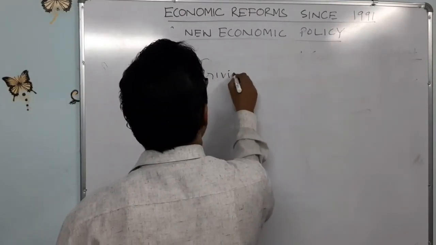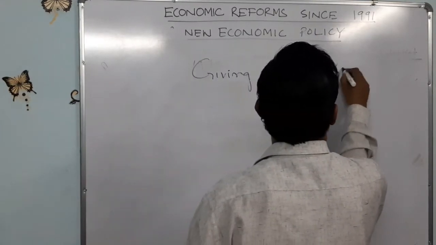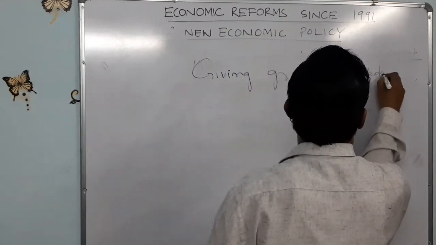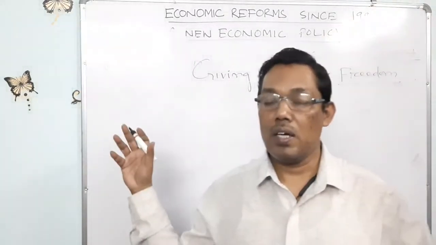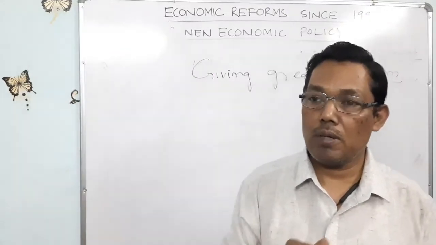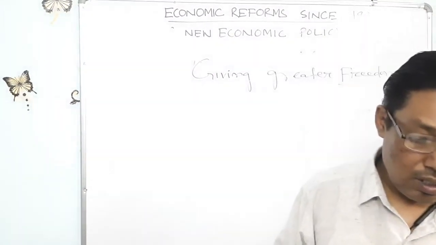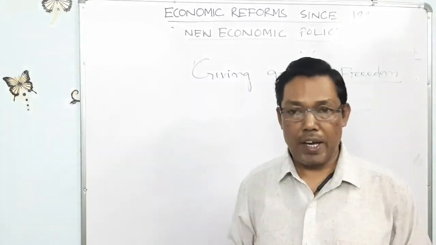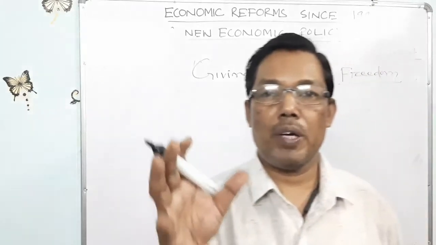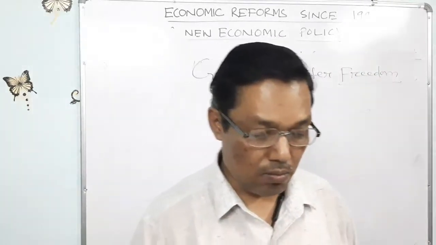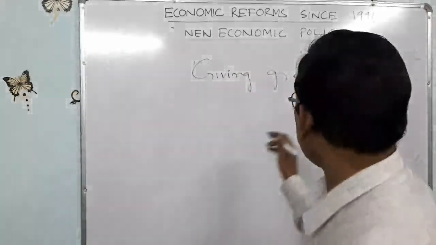Giving greater freedom. What type of freedom? Not the freedom to roam at 12 at night, to go out of the house whenever one pleases; that freedom is not meant. Who will be given freedom? Those producers who are interested in the economic production of goods and services. That freedom is given to those economic agents.